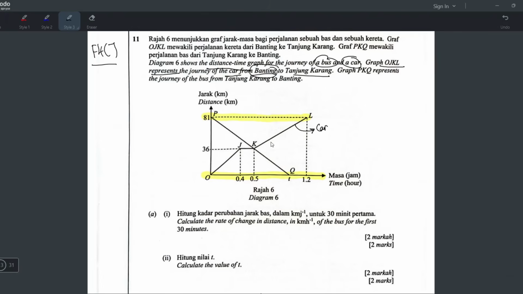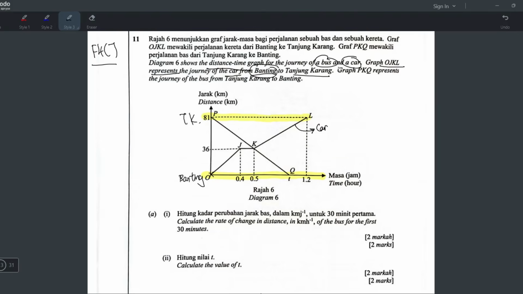So you can see the car punya graph, it starts here. So this one is Banting lah. And then this one is Tanjung Karang. Okay, I'll just write short form lah, TK. Then that means the other graph is automatic for bus lah. But if you look at the bus, dia start dekat Tanjung Karang. That means satu kereta dia pergi from Banting to Tanjung Karang, but the other one is from Tanjung Karang to Banting. It means they are not moving in the same direction. They are moving in the opposite direction.